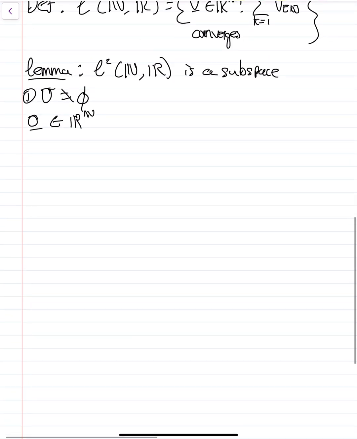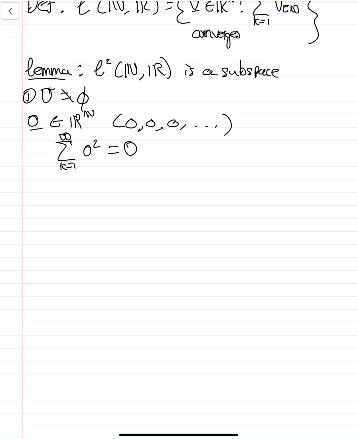What is the 0 vector? That's just a vector of 0 in each component. Well, I know that the sum, k equal to 1 to infinity, of 0 squared is just going to be equal to 0. So that converges. That's definitely in there, so it's not empty.